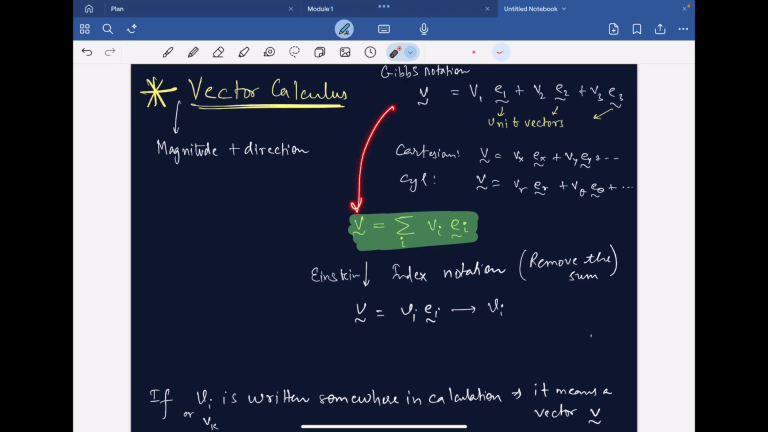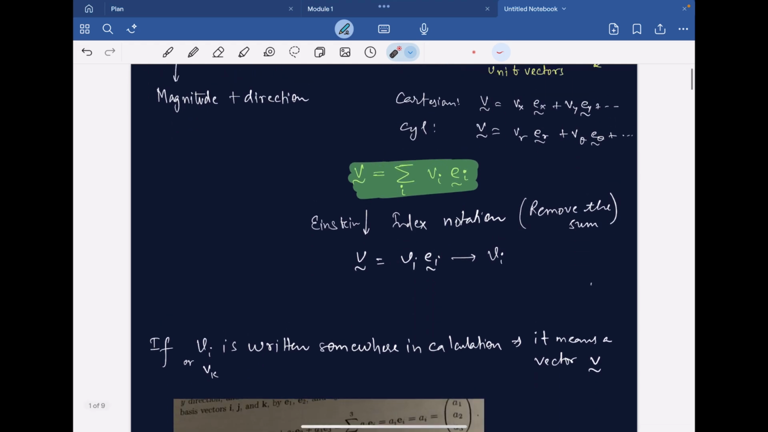In a compact form, or as a sum, you can write v is equal to the sum of vi ei, and this i goes from 1 to 3. In Einstein or index notation, you can simply remove the sum and write velocity as vi ei vector. But if you don't want to be too explicit, what is generally done is you can just write it as vi. Throughout this course, we'll follow this notation, because we'll soon realize that if we carry the sum along, the derivations will become really bulky, especially when tensors are involved.